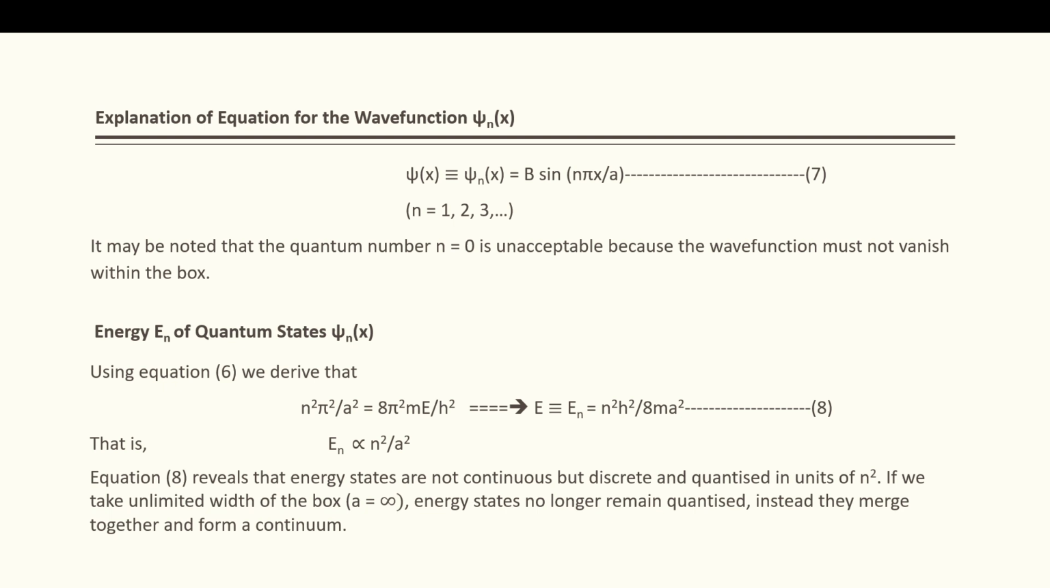Energy of quantum states. We have derived the equation n square pi square over a square equal to 8 pi square mE upon h square. It means E equal to n square h square upon 8 m a square. It means energy depends on two things. It is proportional to square of quantum number n, and it is inversely proportional to the edge a square.